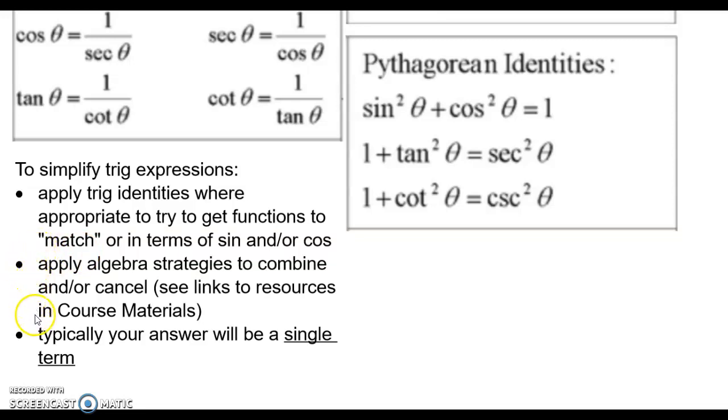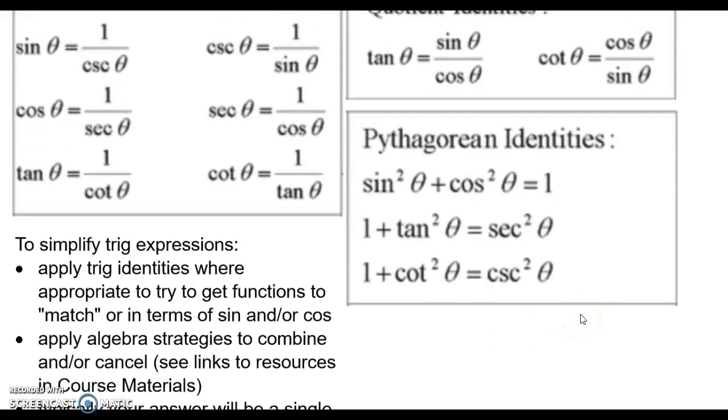Once we've done that, we want to apply algebra strategies, like I said. So I've listed a bunch of links to review resources for things like multiplying polynomials, adding and subtracting polynomials, operations with fractions. All of these skills we're going to need to remember. And by the time you're done, typically your answer will be a single trig expression or a single number, like 1 or 0 or sine of x or something like that. So that's how you'll know when you're done simplifying.